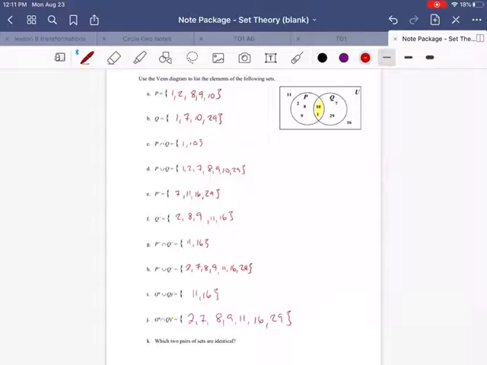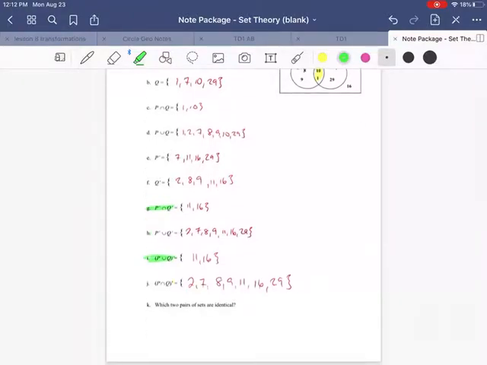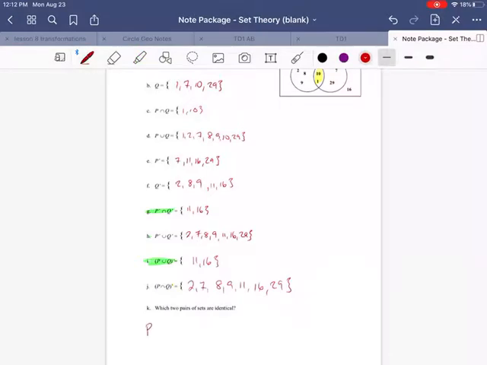Which two pairs of sets are identical? Look through and figure out which ones are identical. Grabbing another highlighter here, the complement of P and the complement of Q. This one, 11 and 16, is identical to that one. So the complement of P and the complement of Q.